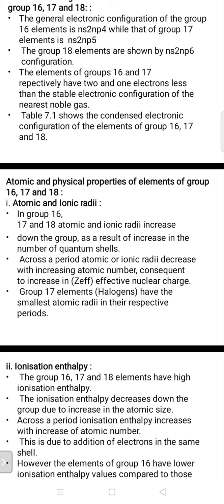For example, suppose neon, atomic number 10. Its plain configuration is 1s2, 2s2, 2p6. Now, the same configuration we can write in the condensed form. How? The 1s2 we can write by the symbol of helium, and after that we write 2s2, 2p6. So everybody has to follow this scheme. Then you can better understand writing the electronic configuration of the elements as well as the condensed electronic configuration, and later on we'll discuss their properties in detail in the next lecture.